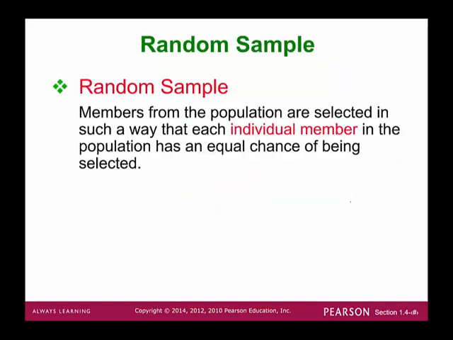And the random sample: all the members from the population have an equal chance of being selected, right? Every single member in the population has an equal chance of being selected. Compared to the simple random sample, this is less rigorous. So a simple random sample is much better compared to a random sample.